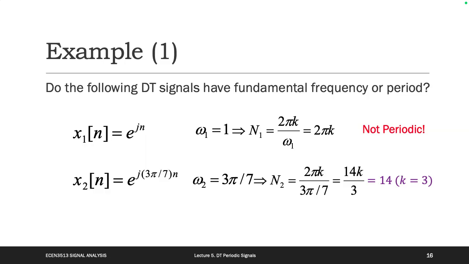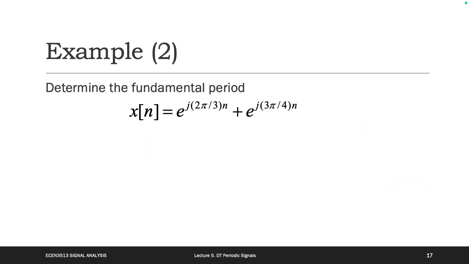Okay, let's talk about the other example. For this one, what is omega 1? And what is n1? 2 pi k over omega 1, right? So it will be 3k. So the smallest n1 should be what? 3, am I right?